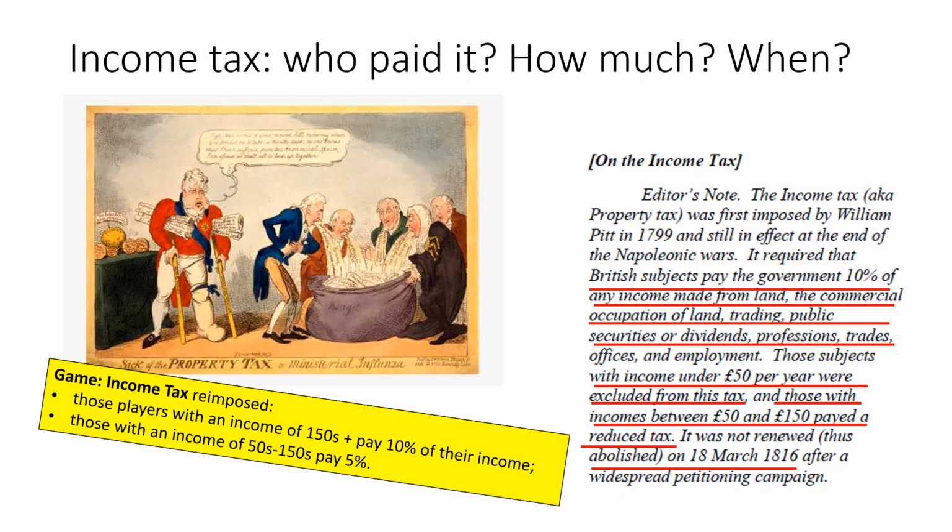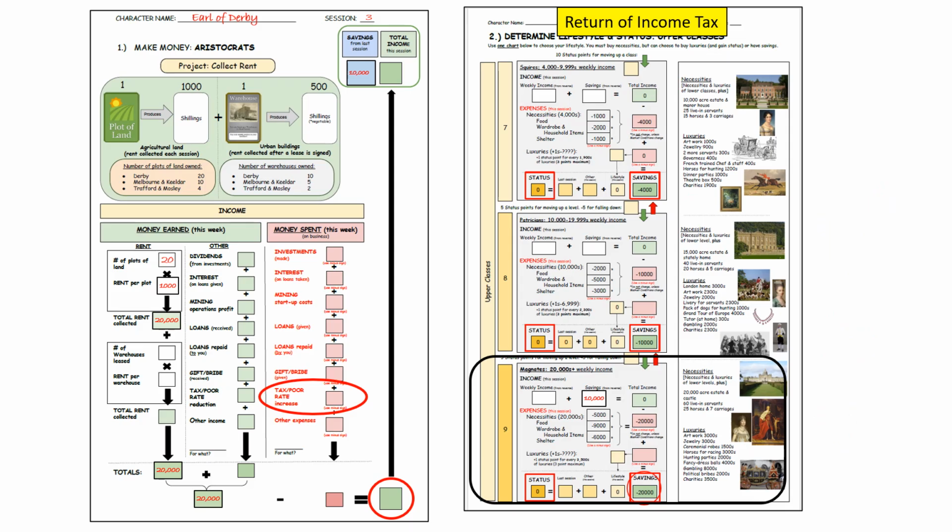So in the game, if it is brought back, those players with an income of 150 shillings or more pay 10% of their income in the tax. Those with 50 to 150 shillings pay 5%, and those under 50 shillings don't pay anything if it's brought back. So here's what happens to the Earl of Derby if the income tax is brought back. His income is 20,000 shillings from land, so he would have to pay 2,000 shillings, 10% of that, and he would put that in tax poor rate increases in his money spent column. What this means is he ends up with 18,000 shillings.